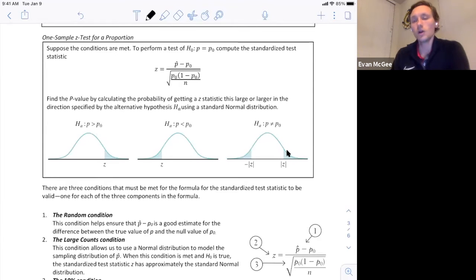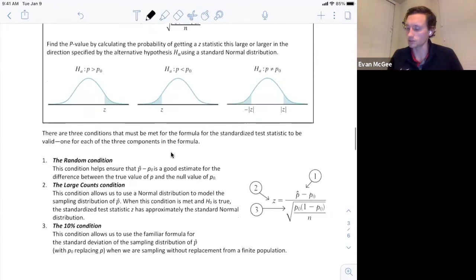Basically, if we're doing a one-sided test where the alternative is greater than some value, we're finding the probability of it being greater than that value. If it's a one-sided test and the alternative is less than some value, we're finding the probability of it being less than that value. For not equal to, we have to find the probability of it being greater than or less than.